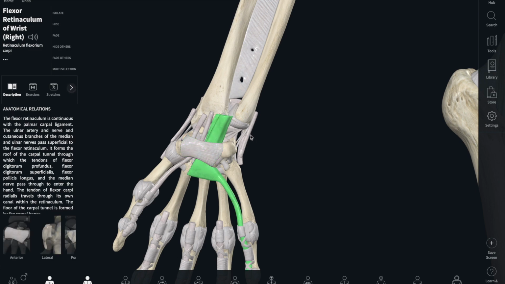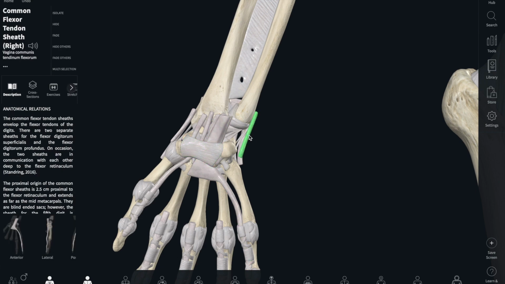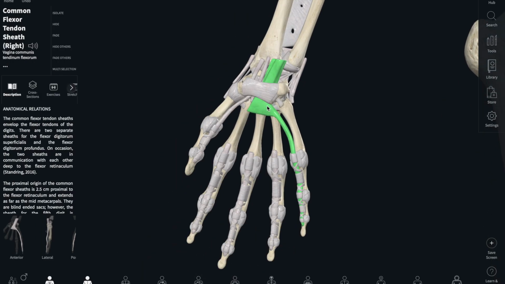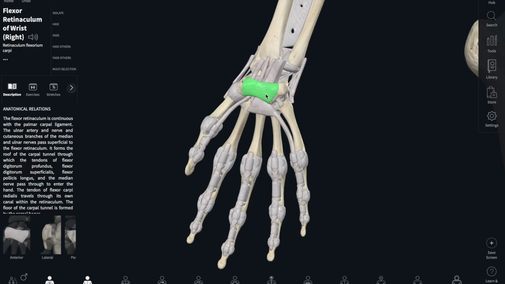Next, we see one of the most clinically important connective tissue structures of the wrist, the flexor retinaculum, also known as the transverse carpal ligament. This thick band converts the anterior wrist into a tunnel, the carpal tunnel, through which the flexor tendons and the median nerve travel. Compression within this space leads to carpal tunnel syndrome, a common source of hand weakness and numbness.